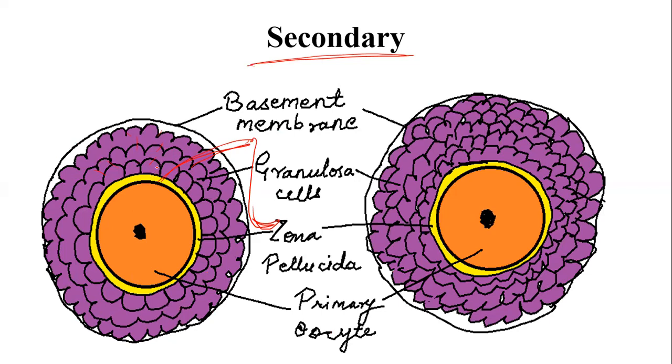So the secondary follicle has more granulosa cells, roughly around 2 to 10 layers of granulosa cells around the oocyte. This structure is called the secondary follicle. So two means two layers, three layers, four layers, five layers, up to 10 or 11 layers will be there in the secondary oocyte, sorry, secondary follicle.